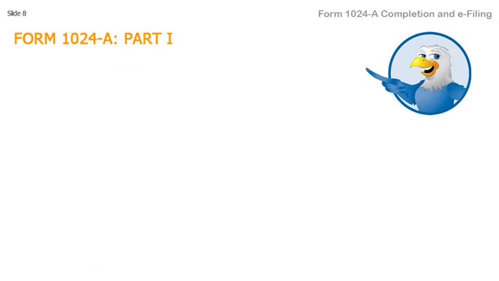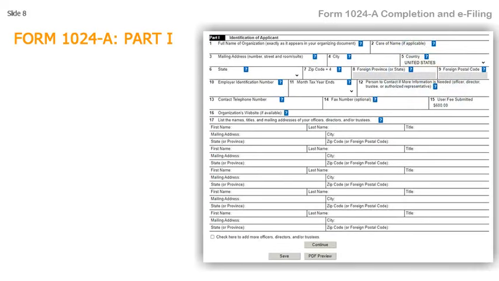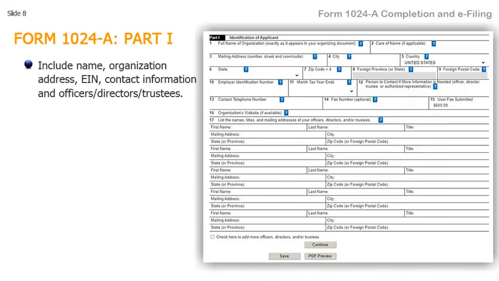Now that you know what to expect when you start your application, let's talk about what information is requested in the application. In Part 1, Identification of Applicant, you are asked to enter basic organizational information, including the name and mailing address of the organization, EIN, contact information, and a list of officers, directors, and trustees.